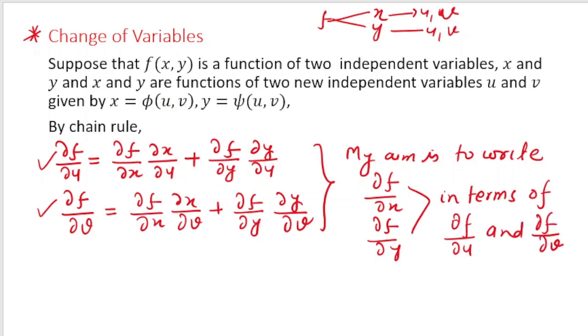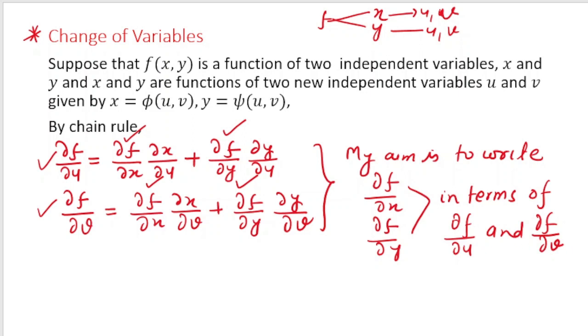I repeat it. What I have done, using chain rule, I have written del f by del u in terms of del f by del x and del f by del y, and del f by del v in terms of del f by del x and del f by del y. Now I am changing my aim. I am trying to write del f by del x in terms of del f by del u and del f by del v. How to do that?